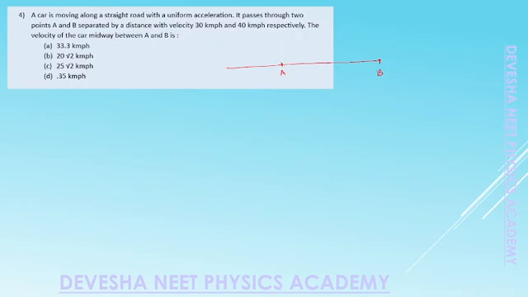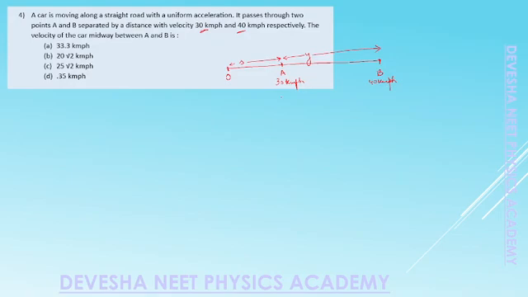Imagine that this is the starting point, say O. This is the distance from here to here, and y is the distance from here to here. Imagine that when it is starting from here, it is given that at A and B the speeds are 30 kmph and 40 kmph. 30 kmph and 40 kmph.